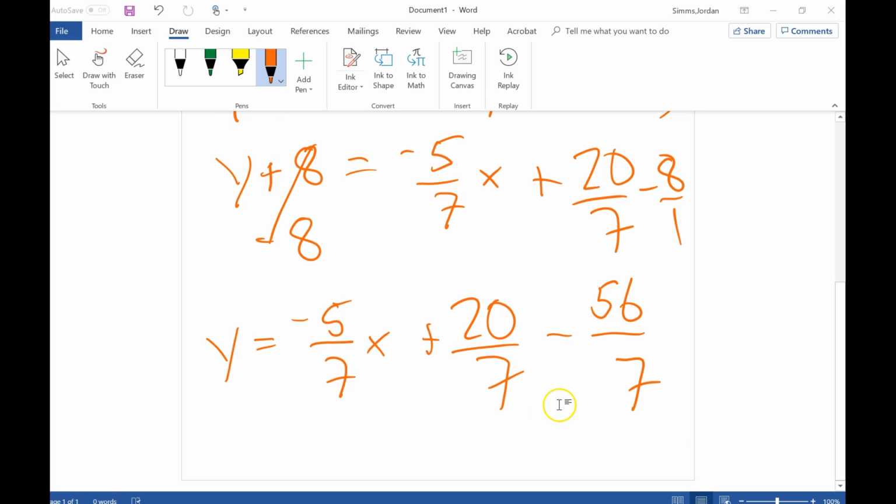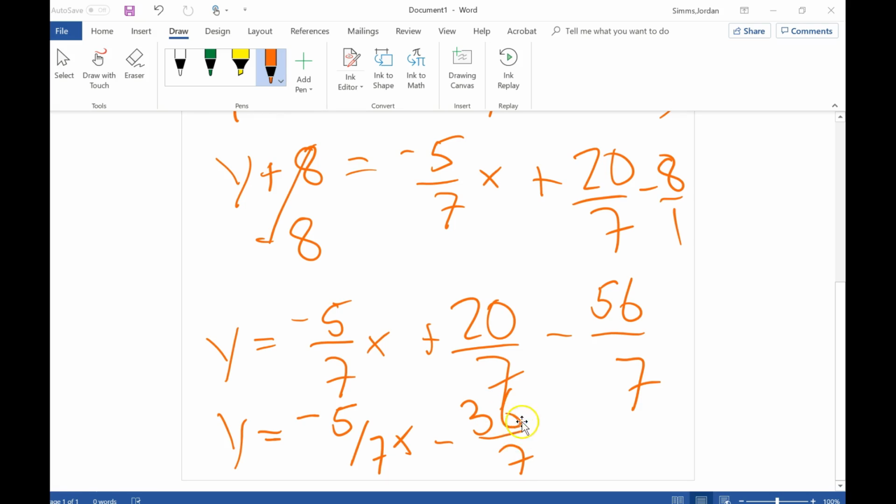And now I can combine those like terms. So y equals -5/7 x. Combining the numerators here, 20 minus 56 is going to give me -36/7. Remember, when we add or subtract fractions, we don't mess with the denominators, so that stays the same. I'm just combining the numerators.